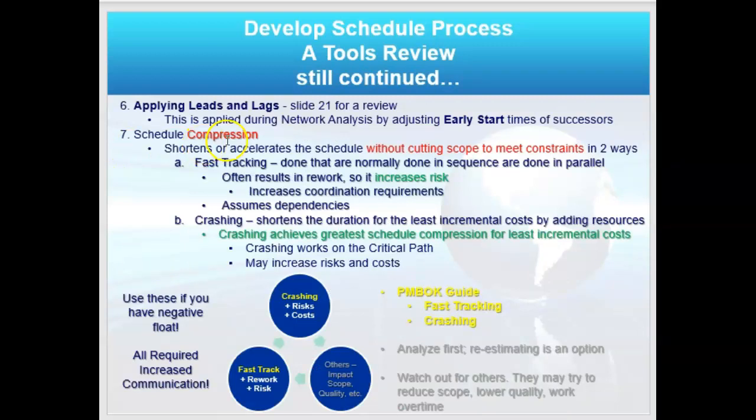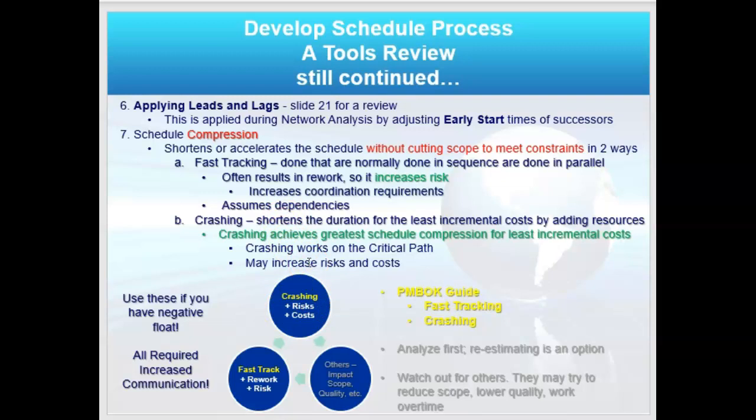In fact, speaking of schedule compression, there are 2 types to know for the exam. I can fast track, which means that I take 2 items done in sequence, and I do them in parallel. Or I could crash. So I could take 2 activities and shorten them by adding resources to them, and that's crashing. Of course, crashing adds risks because you're doing it faster, and it adds costs because you're adding people.